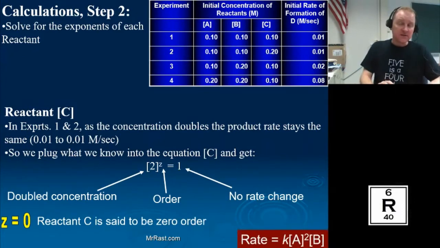The presence of C is necessary for this reaction to occur, but its concentration has no effect on the speed of this reaction. So therefore, the rate would be equal to K times A squared times B. This is the rate law for this reaction. And we're almost done. So we just figured out the rate law. The next thing is, what does K equal?